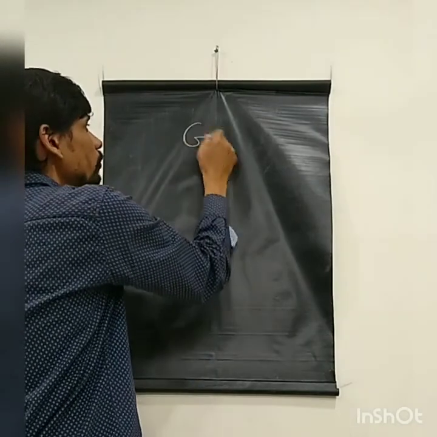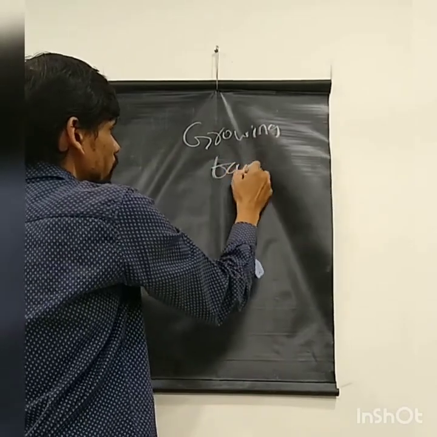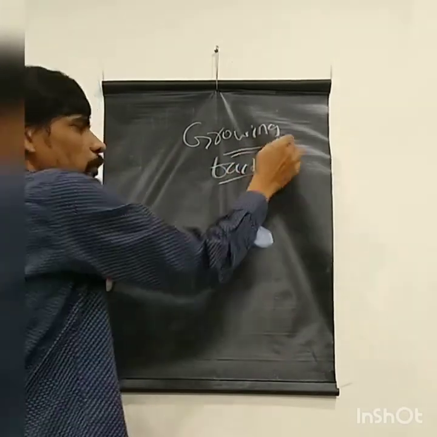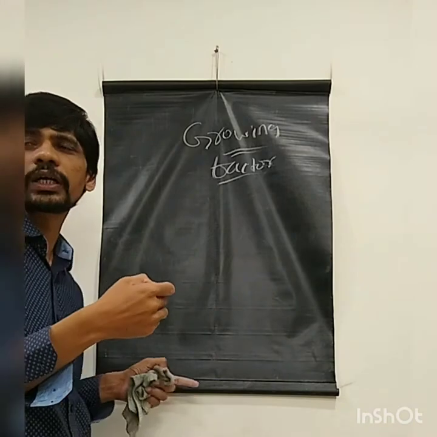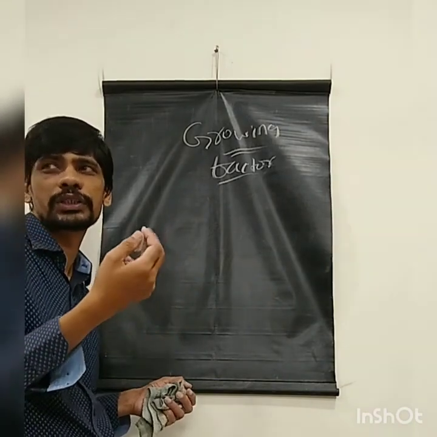So, growing factor. Growing factor. So now, till now we understand what is meant by big O, big omega and theta notations, right?